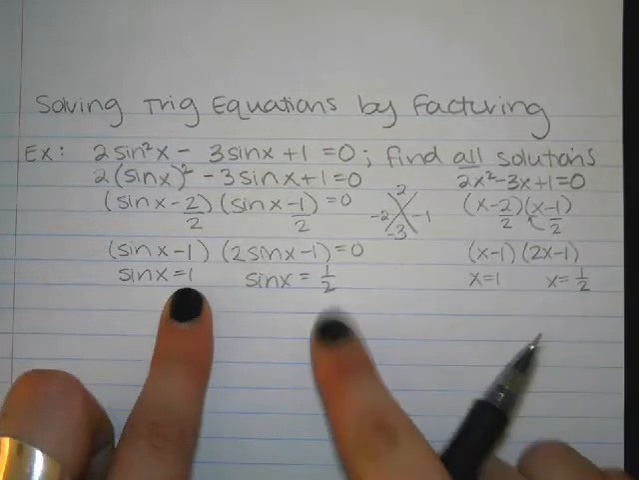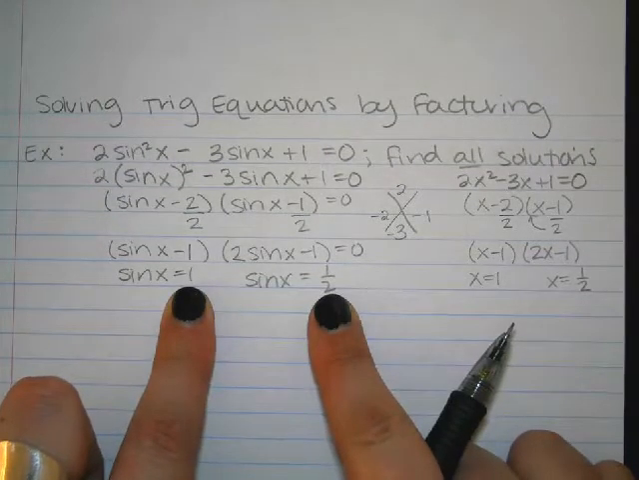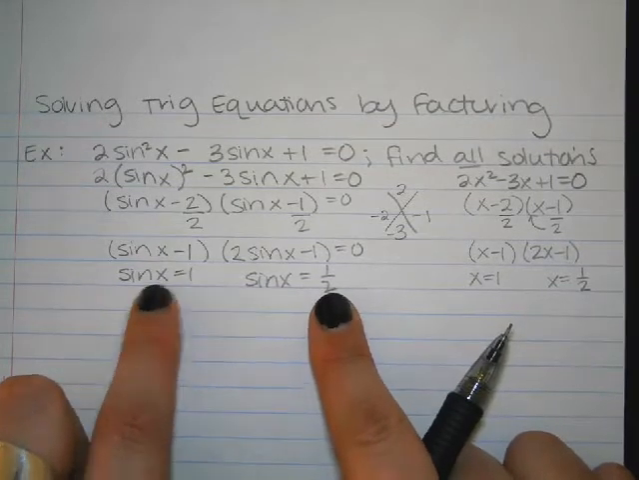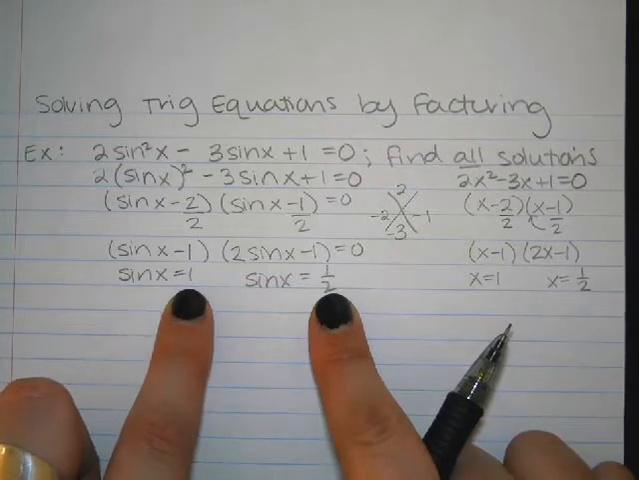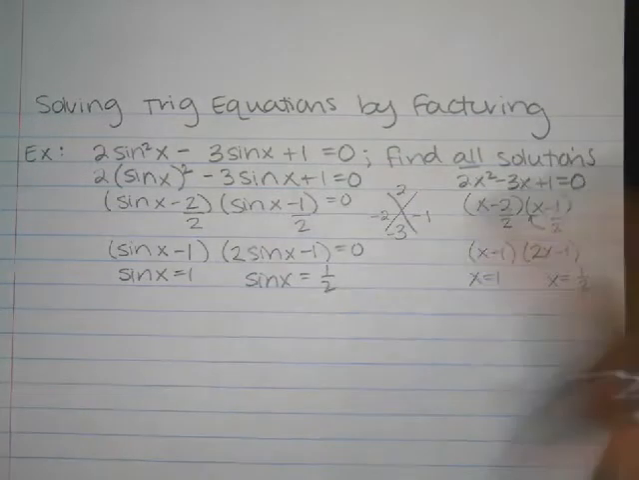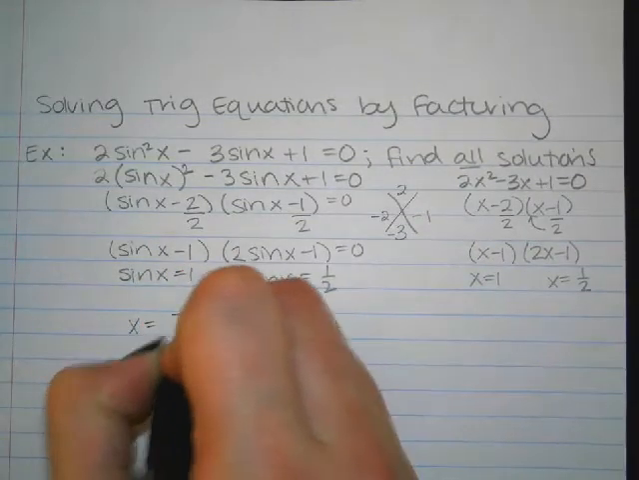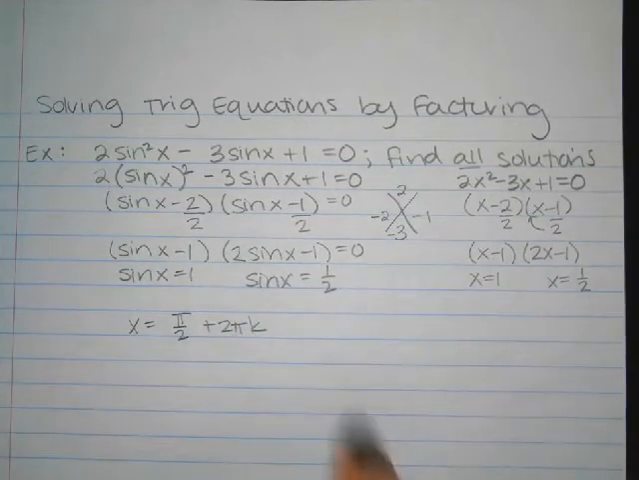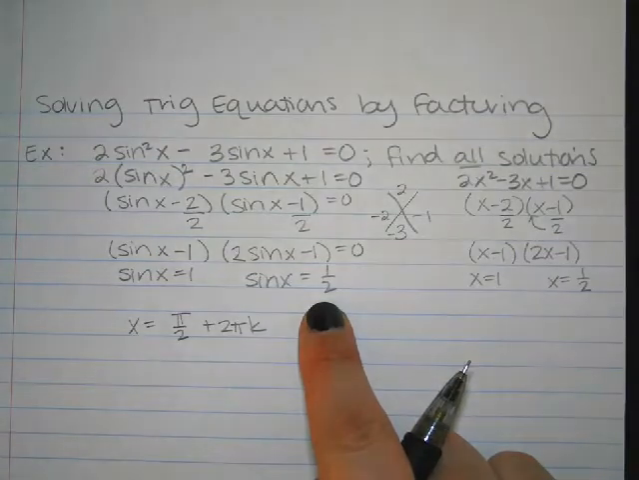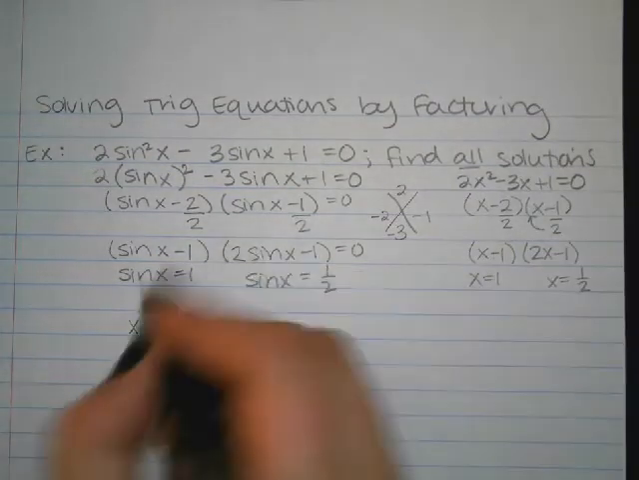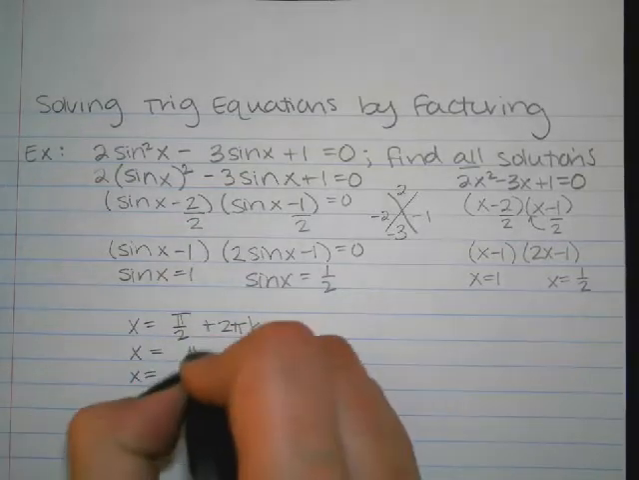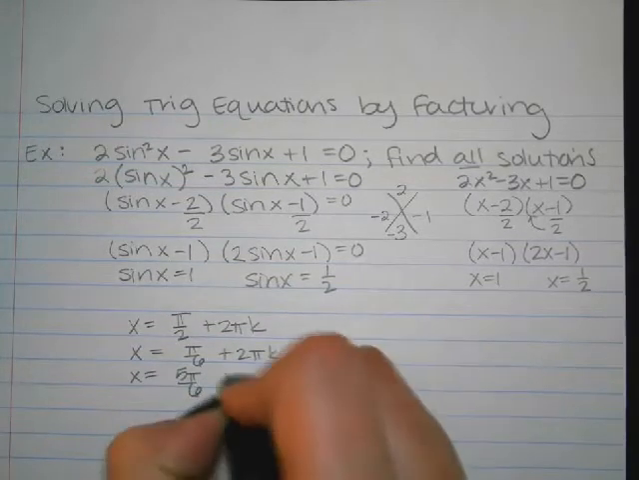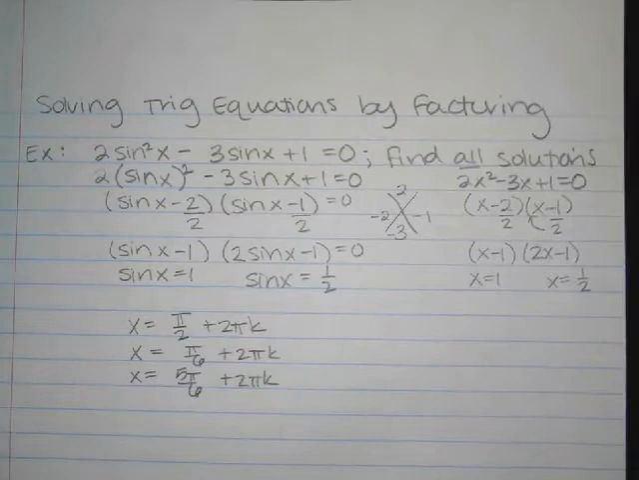So at this point, this is where we look at our unit circle. Are 1 and 1/2 on the unit circle? Yes. Okay, so that means we can get our solutions from the unit circle. So what location has a y-coordinate of 1? Pi halves. So we're going to say x equals pi halves. And since I'm finding all solutions, I'm going to say plus 2 pi k. And then where on the unit circle is there a y-coordinate of positive 1/2? Pi 6 and 5 pi 6, and I do plus 2 pi k for both of those. And that's my answer.